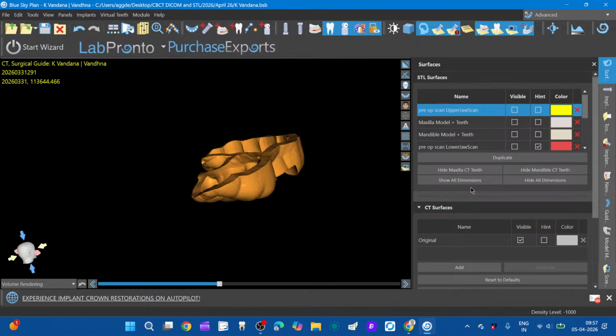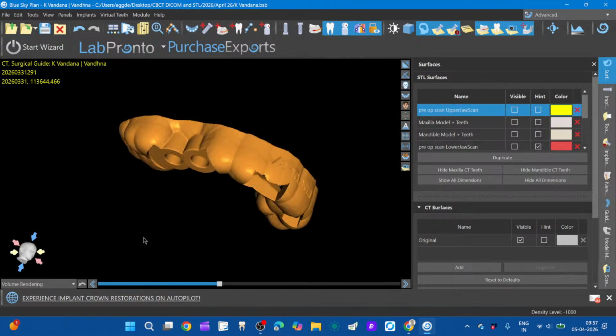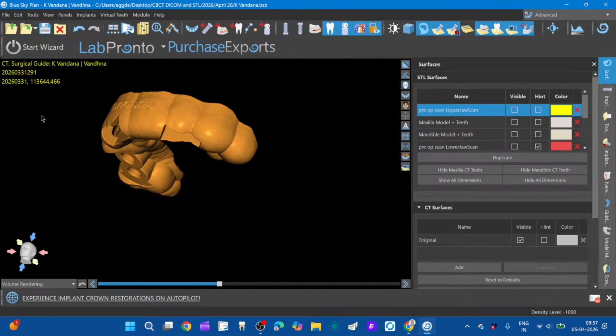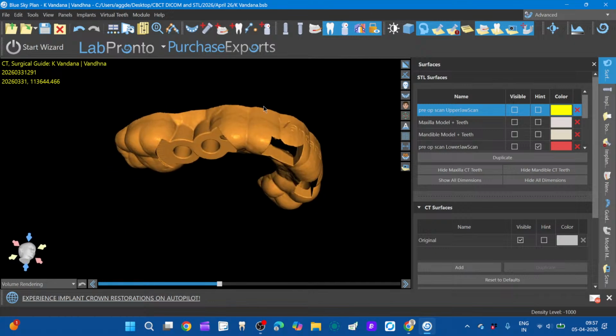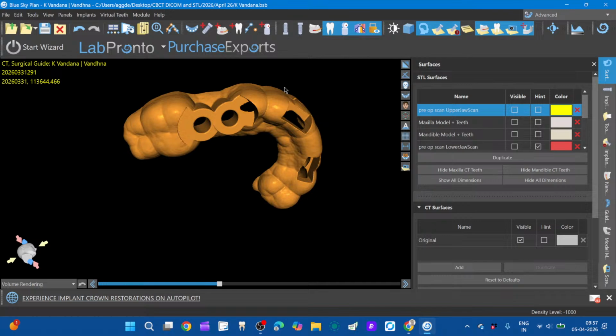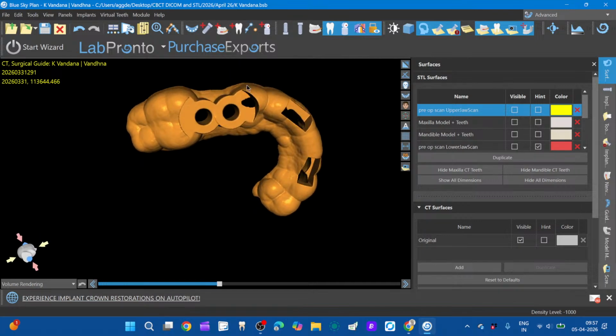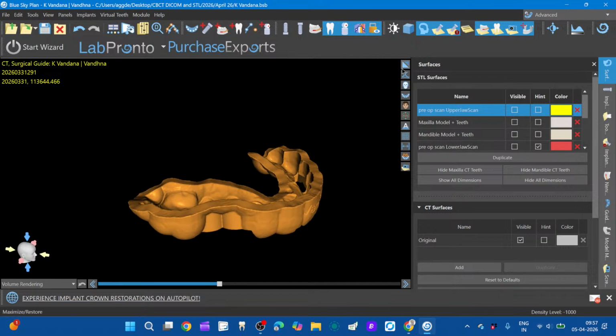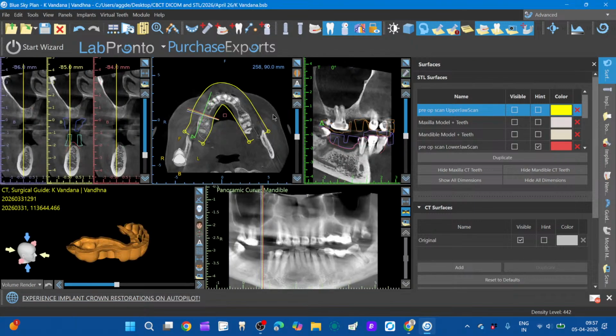So we have both the guides ready, and we'll be doing the lower jaw first. If the patient is okay with the upper, we'll do it this time. Otherwise, we'll do it in the next seminar. After 2 weeks, 3 weeks, we'll be doing the upper jaw. So this was about this case.